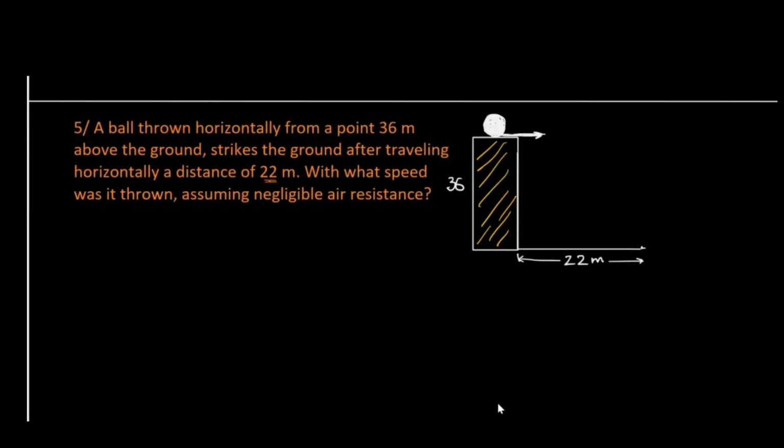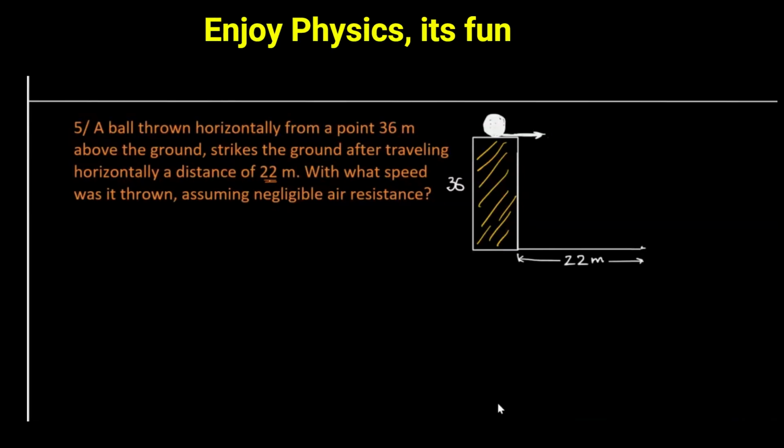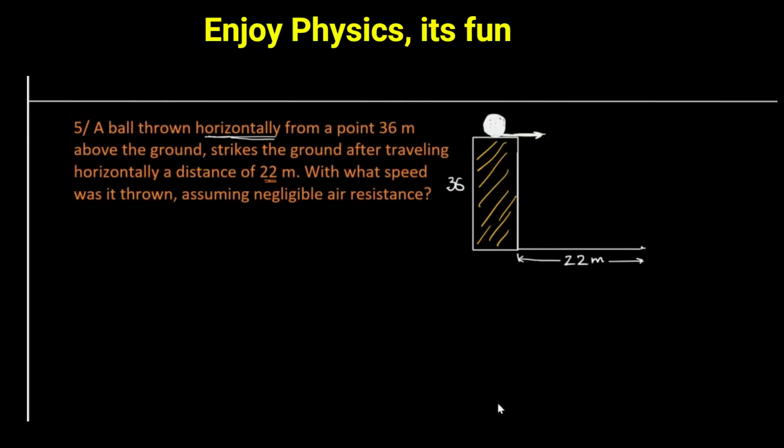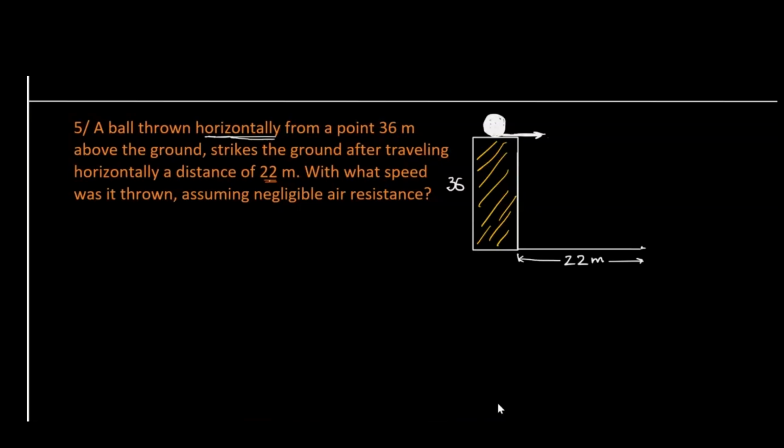So, as you can see in this one, this question says a ball thrown horizontally. As always, you have to remember the keywords, okay? Horizontally from a point 36 meters above the ground, strikes the ground after traveling horizontally a distance of 22 meters. With what speed was it thrown? Assuming negligible air resistance. All right.